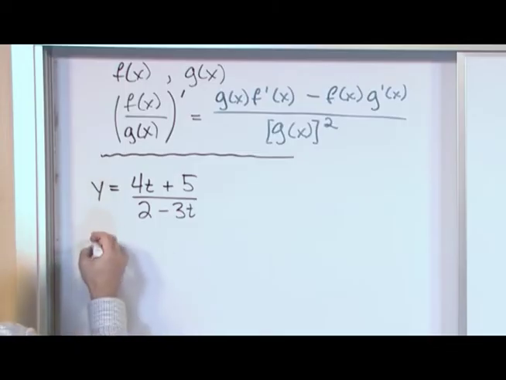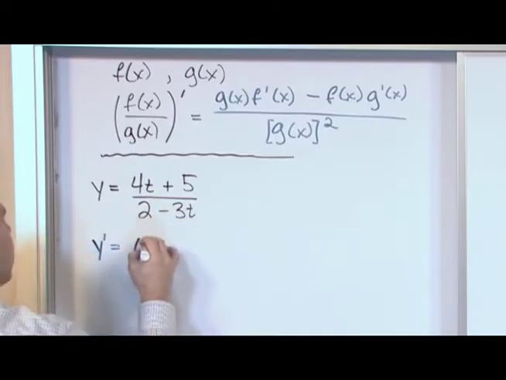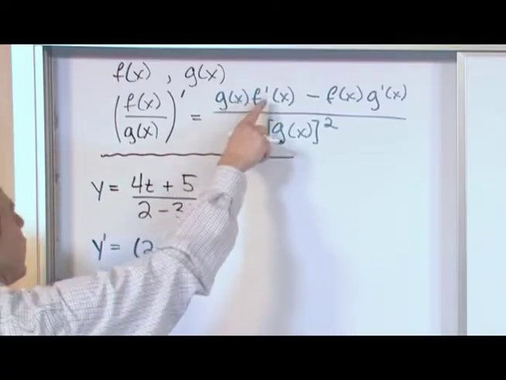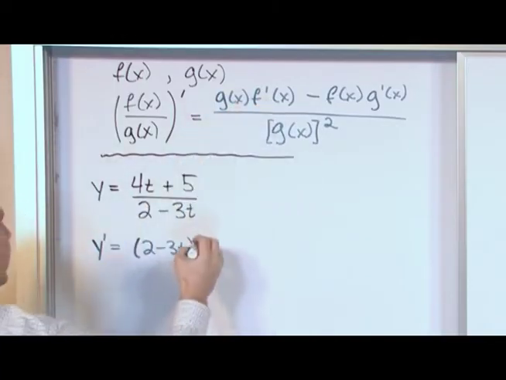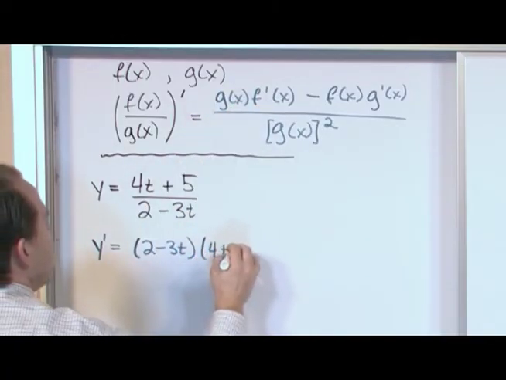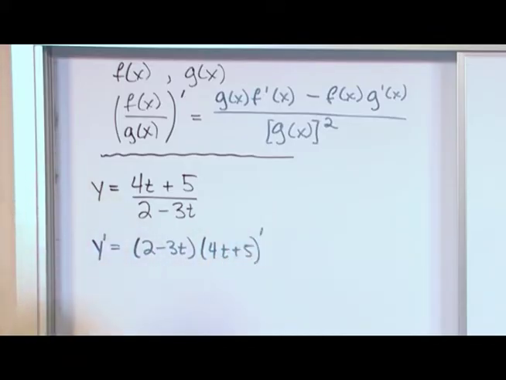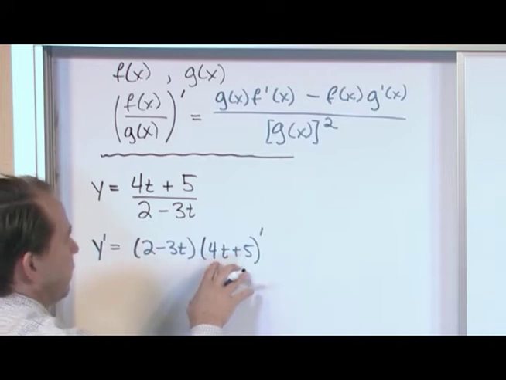So what I would write, y prime, the derivative of this guy, is the bottom, 2 minus 3t, times the derivative of the top, because we're working on this, bottom times the derivative of the top. So I'm going to write 4t plus 5. And I'm going to put a prime because I need to take the derivative of that, but I'm not going to take that derivative just yet.